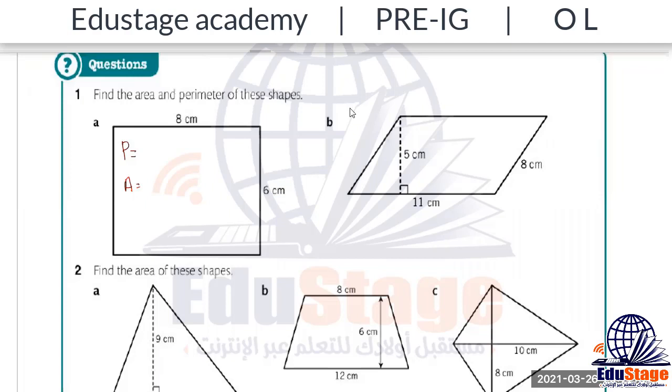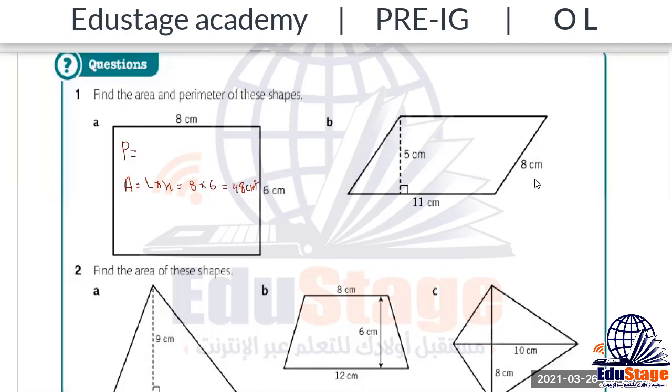Okay, do the area. Here we're going to do 8 times 6, which will be 48 square centimeters. Correct. Well done. Thank you. Another one.